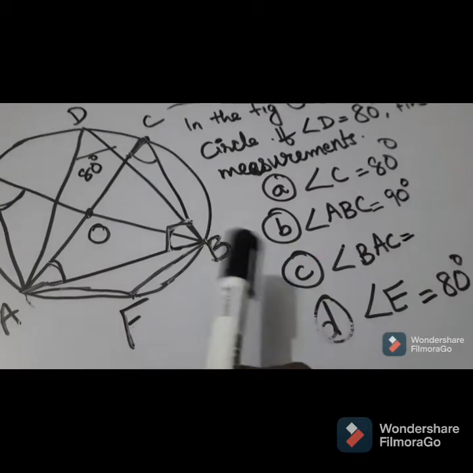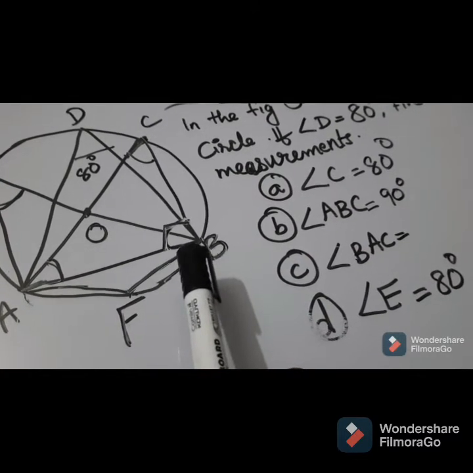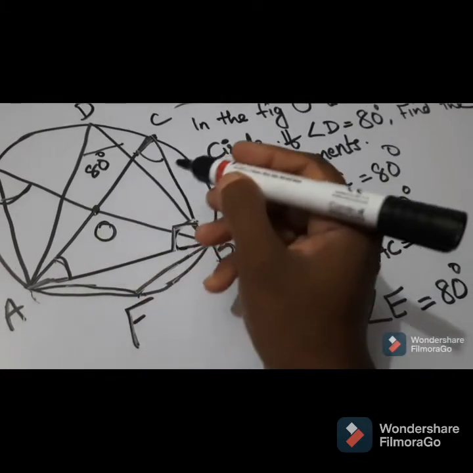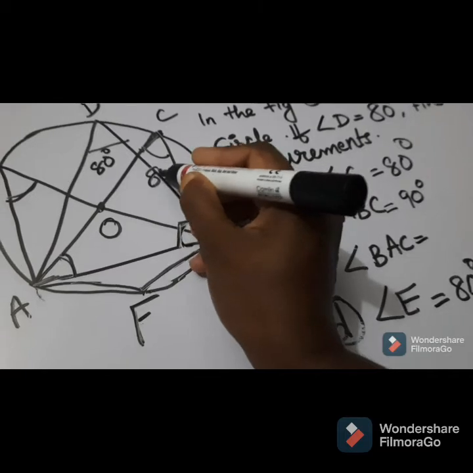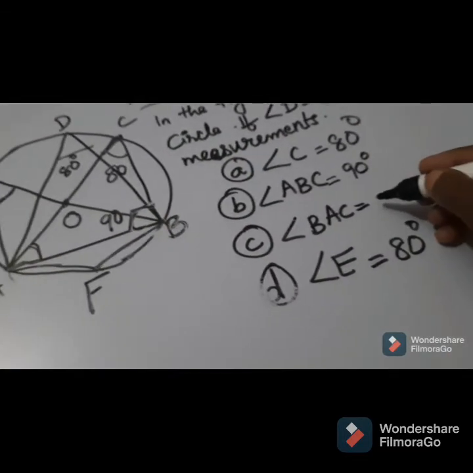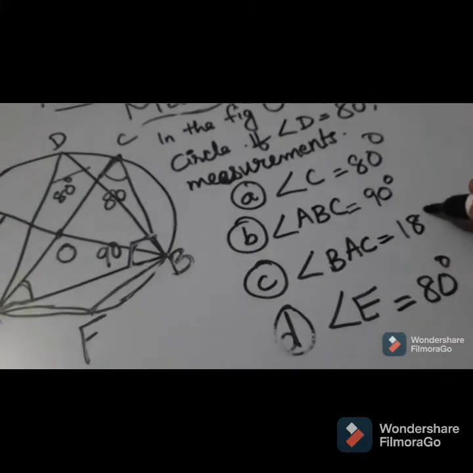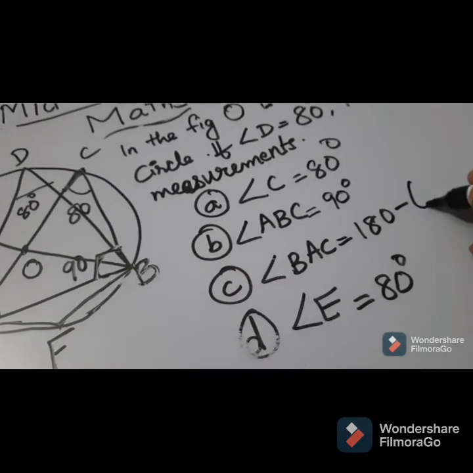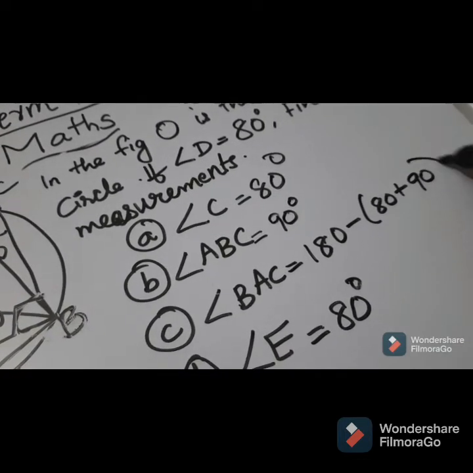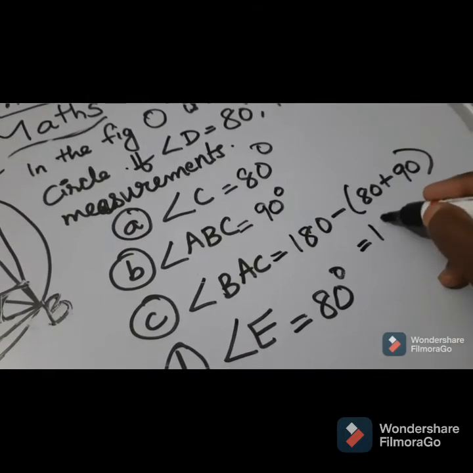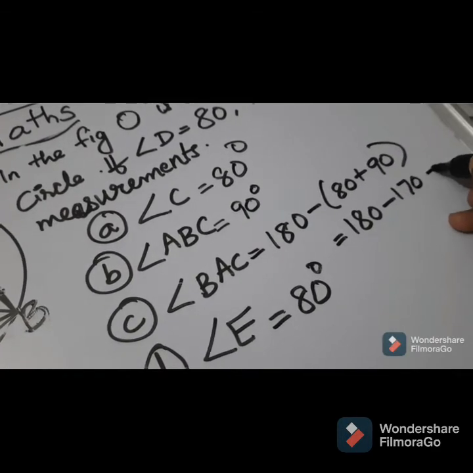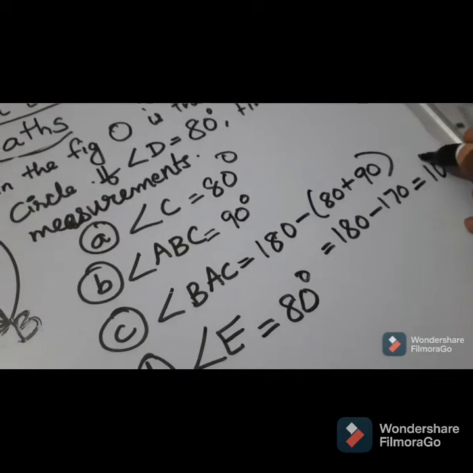Now we want angle BAC, this angle. We know this is 80 degrees and this is 90 degrees. So we know that the sum is 180. 180 minus 80 plus 90 degrees, so you will get 180 minus 170, you will get 10 degrees.